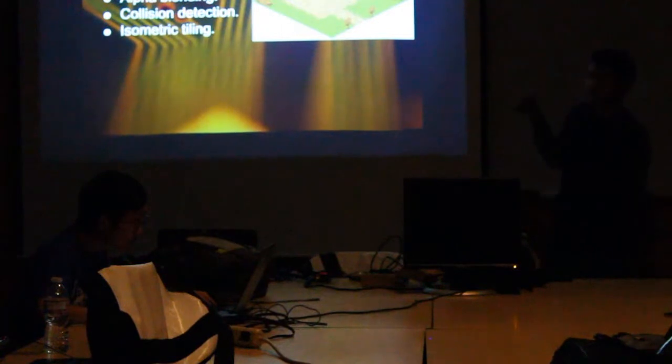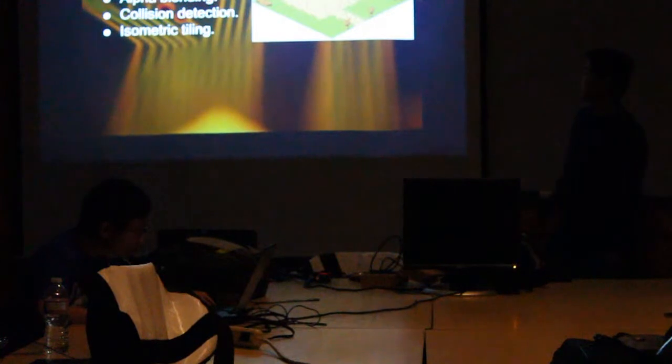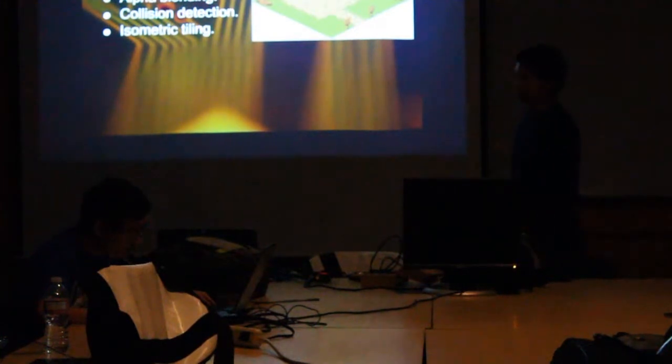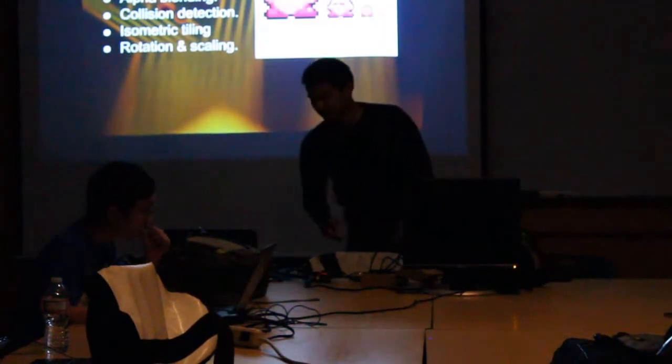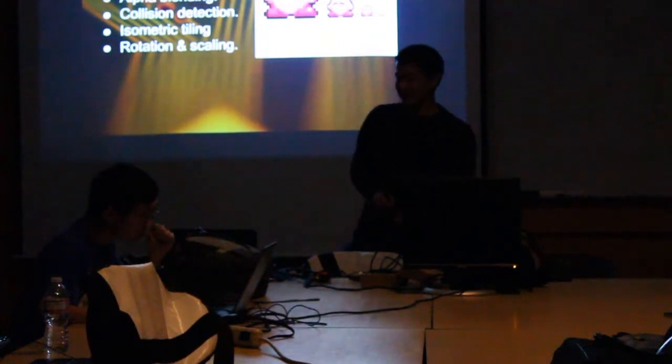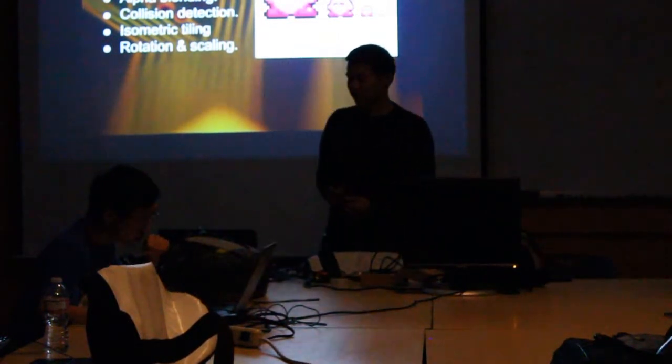You guys know what isometric tiling is, right? It's basically where it's rotated 45 degrees and it looks like there's a 3D effect. So you've seen this in some games like Age of Empires and StarCraft and whatnot. I want to have rotation and scaling of sprites and also tile layers.